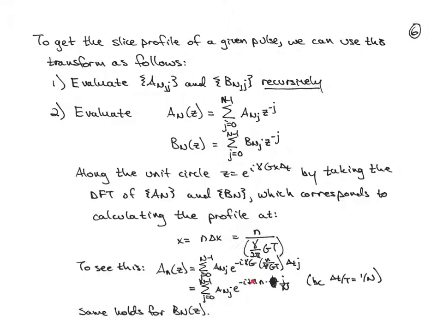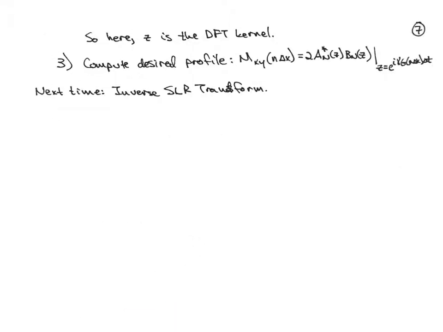So we get e to the minus i 2 pi n times j over n, where j here is like the time index, and n here is like the frequency index at which we're evaluating the RF pulse. And the same relationship, of course, holds for b sub n. So here, really, in this expression, Z itself is the DFT kernel. Then we can take the alpha and beta polynomials that we calculate by DFT and compute the desired profile that we're interested in looking at.